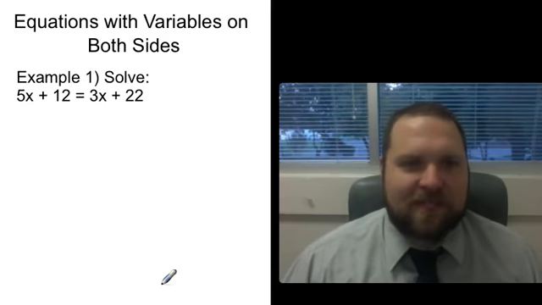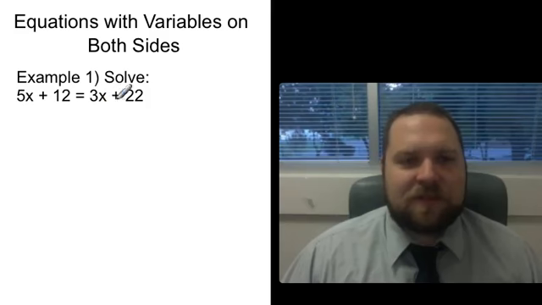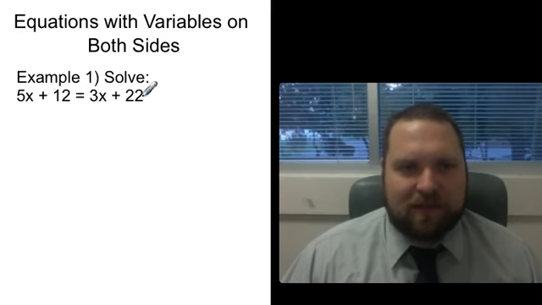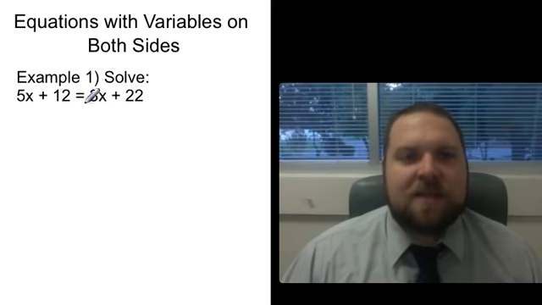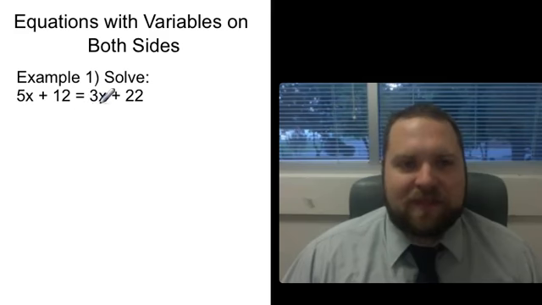We've got here 5x plus 12 equals 3x plus 22. Now I notice I have variables on both sides. There's no distributive property I can do on either. There's no combining like terms I can perform on either. So the first thing I'm going to do is gather my variables. I want to either eliminate the variables on this side or on this side.